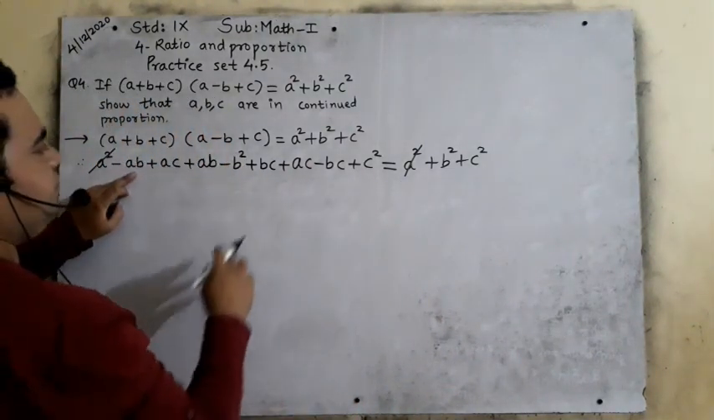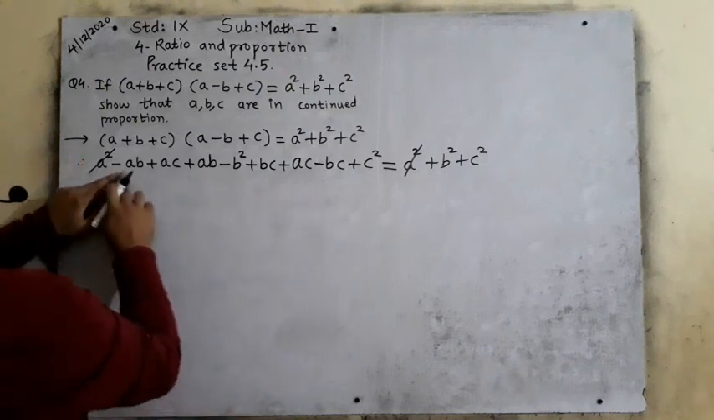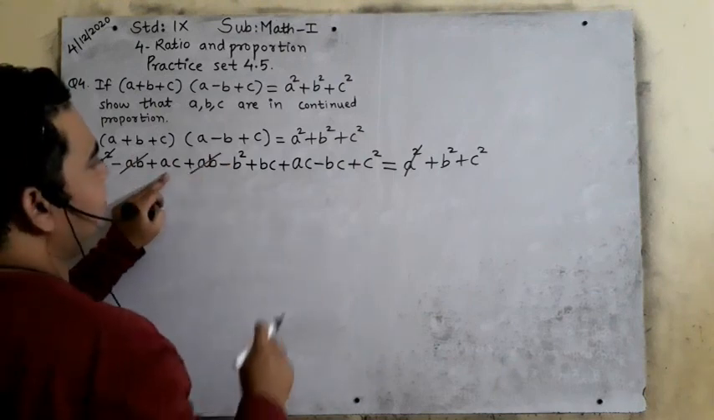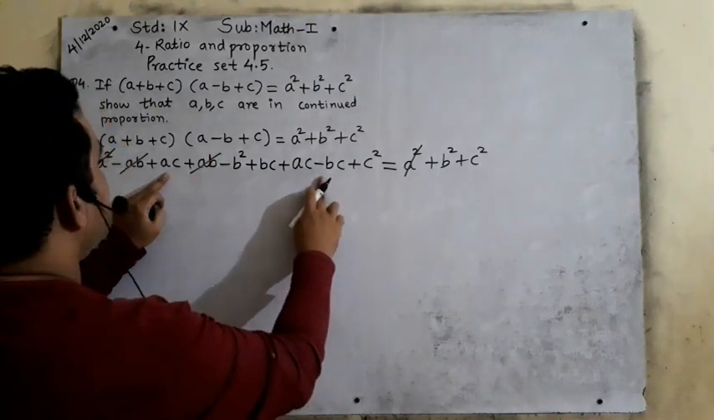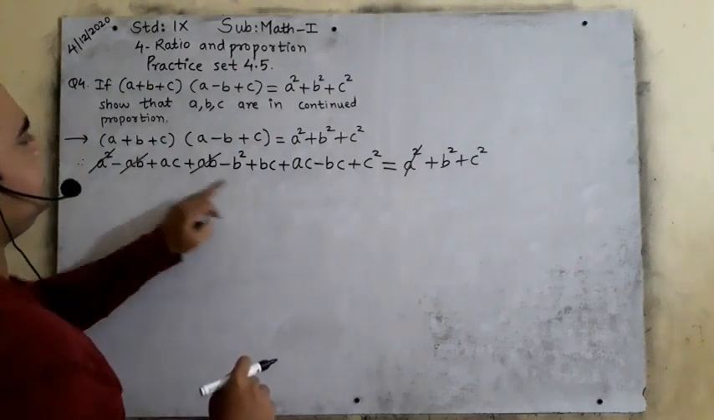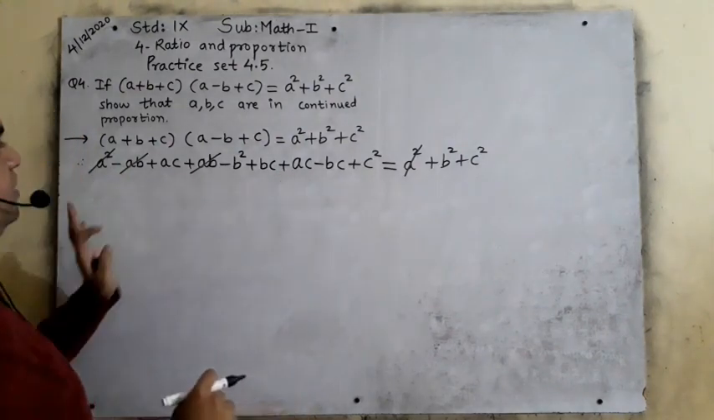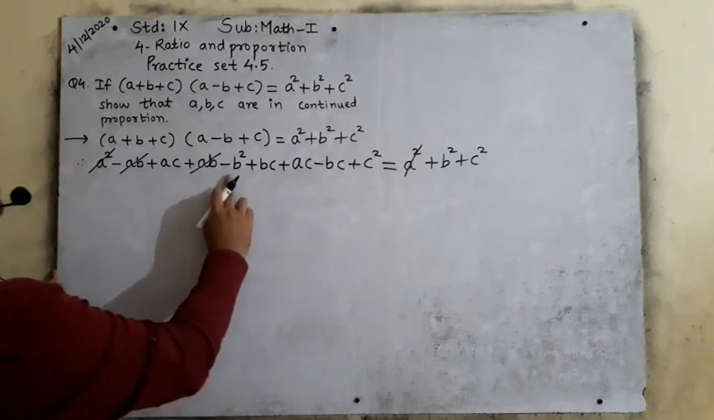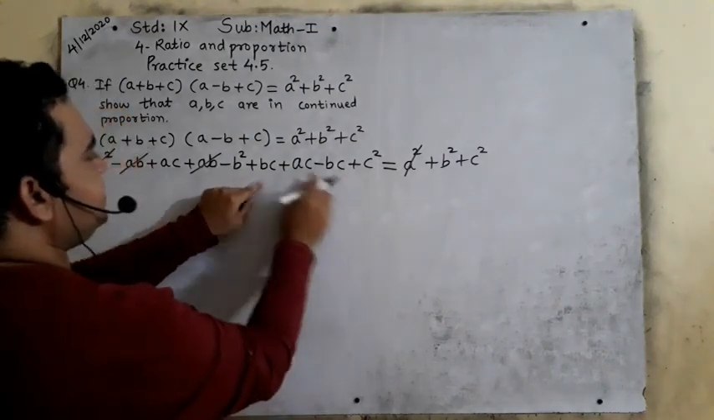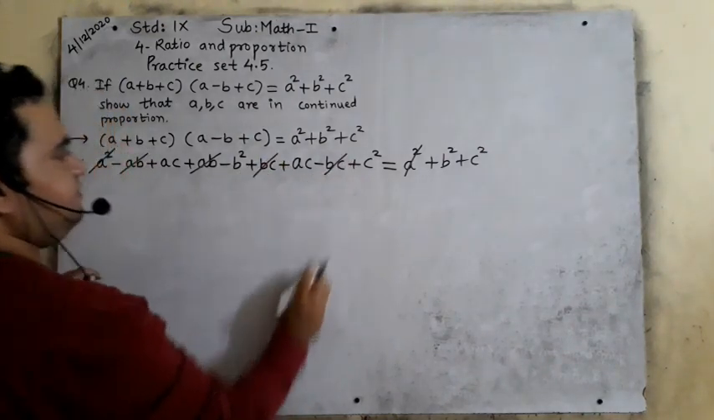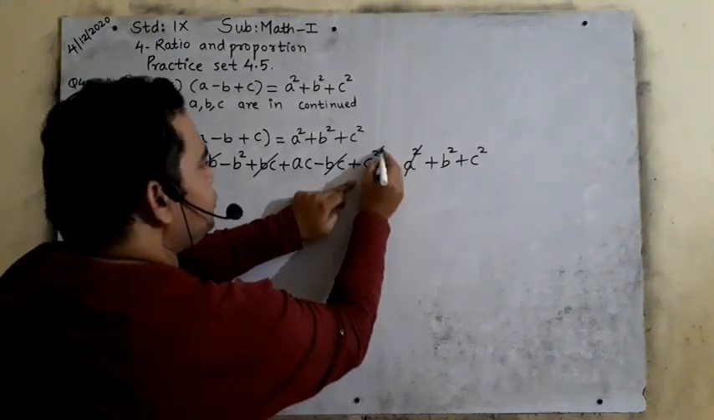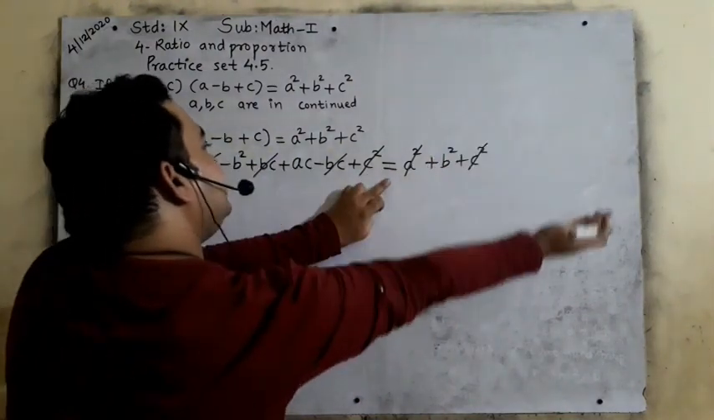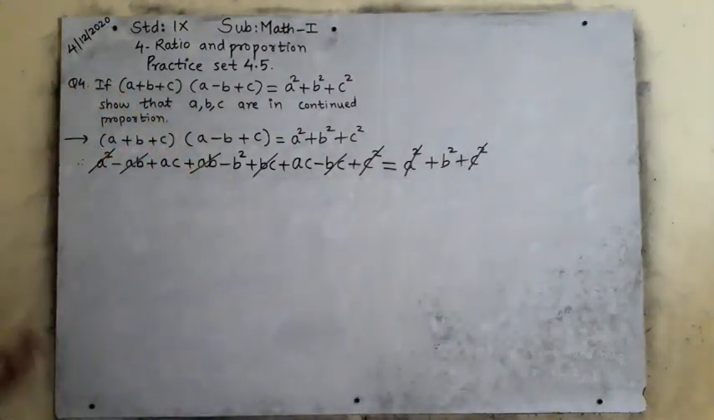Now see, minus AB plus AB cancel. Plus AC, no, it will not cancel. See, plus AC, this is also plus AC. So they will not cancel. Now minus B square, no, it will not cancel. Now see here, plus BC minus BC will get cancelled. C square is here also, C square is there also. Left hand side C square and right hand side C square will get cancelled. So what is left over?